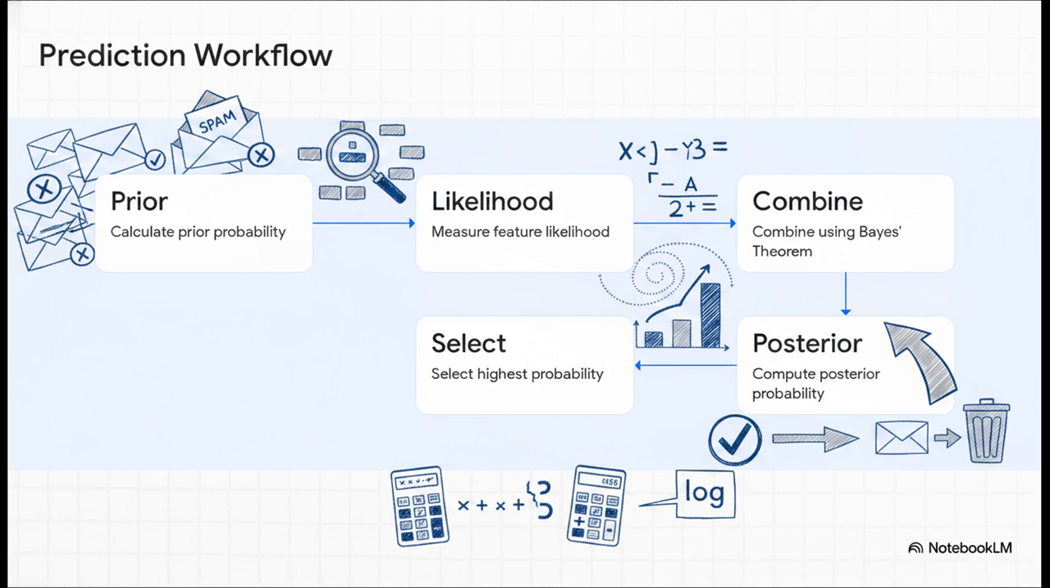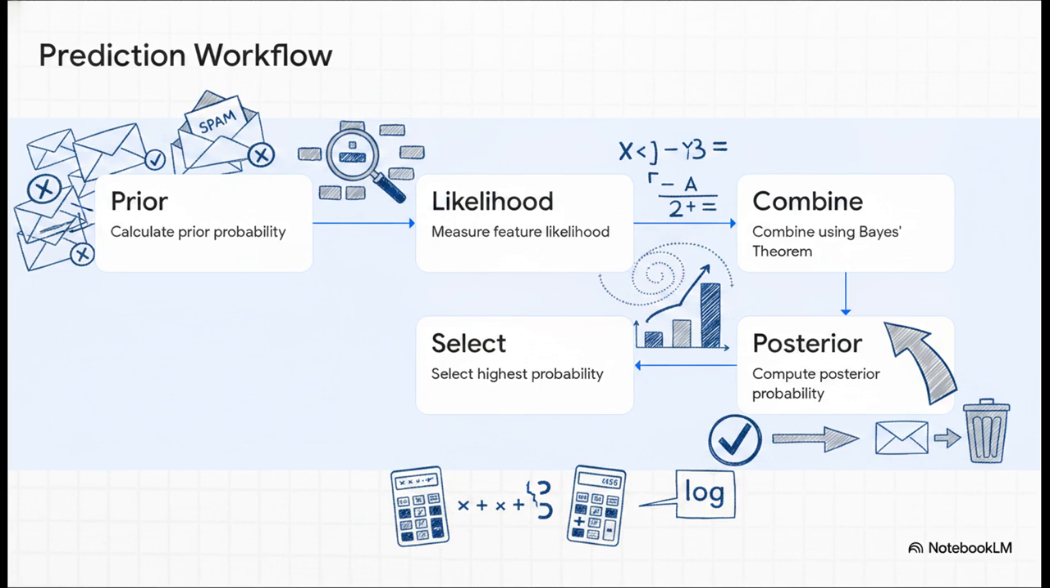Step 2. Measure the likelihood of the features. In this case, the actual words in the email. Step 3. Combine those using Bayes' theorem. Step 4. Compute the final posterior probability for both spam and not spam. And step 5. Simply select the class with the highest probability.